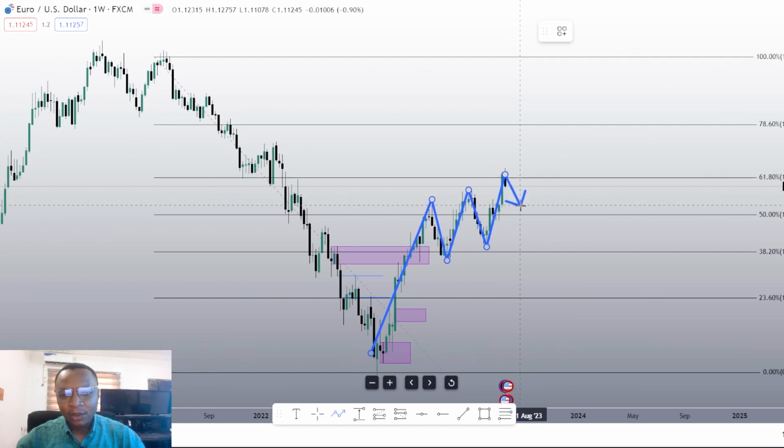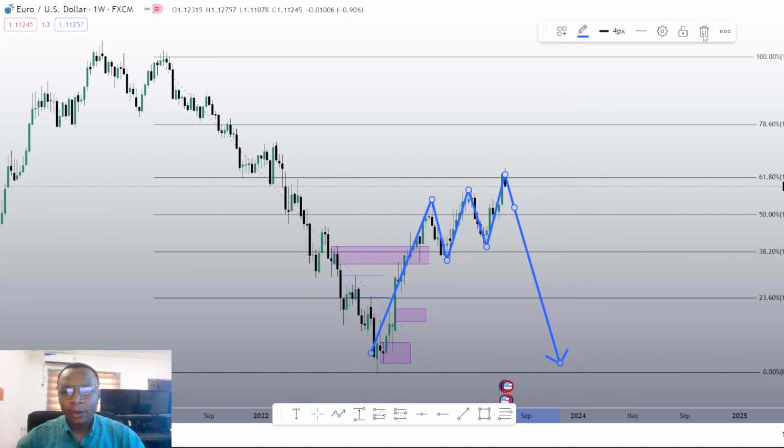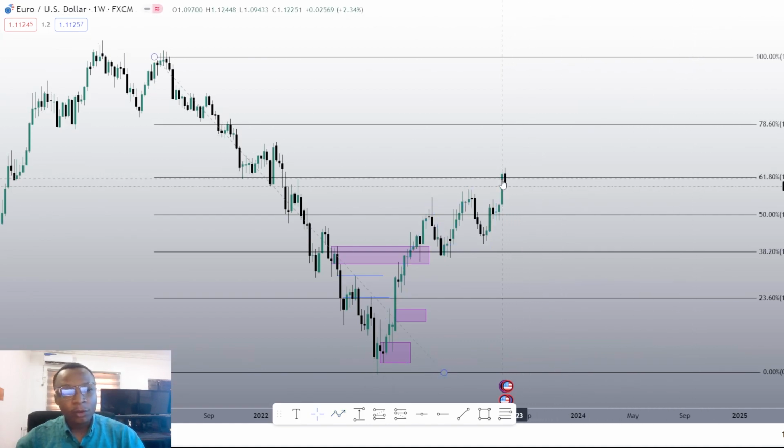We may see price coming down to give us another new higher low before trading back up, or we may see price coming down all the way here, and we know why, because of the monthly time frame. Okay, so for the most of this week, forgive me, we saw price giving us a retracement after the expansion.